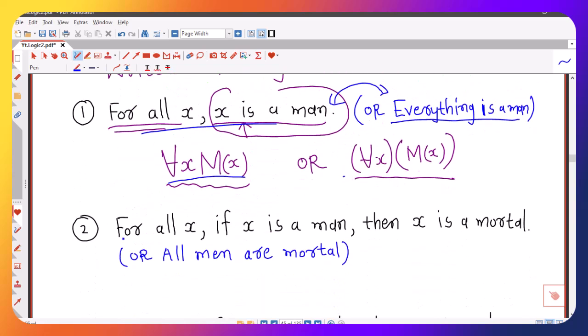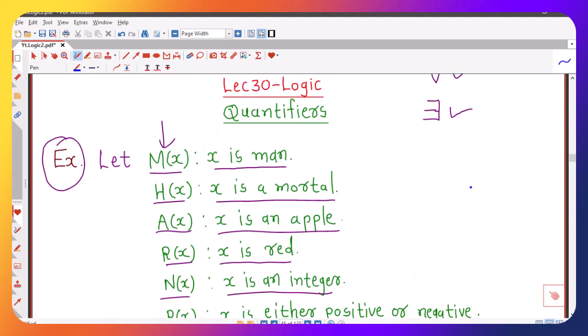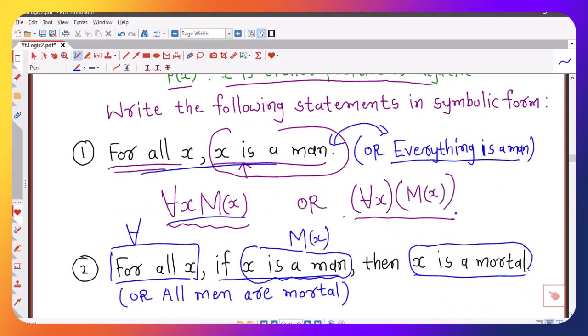Second is: for all x, if x is a man, then x is a mortal. So here also we have to use the universal quantifier. For all x can be represented by this universal quantifier. Here we have two statements. If x is a man, which we have denoted by Mx, then x is a mortal. For x is a mortal, we have used the notation Hx.